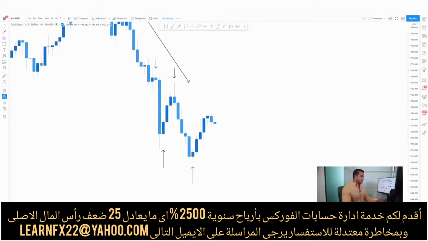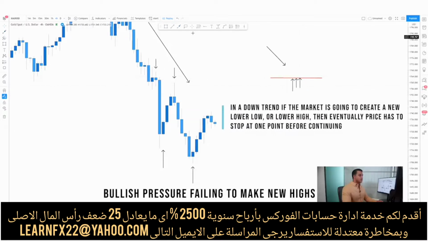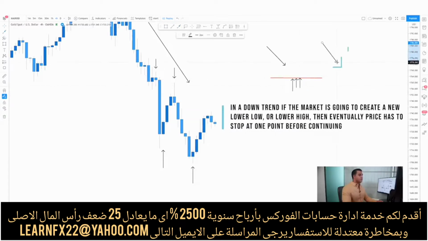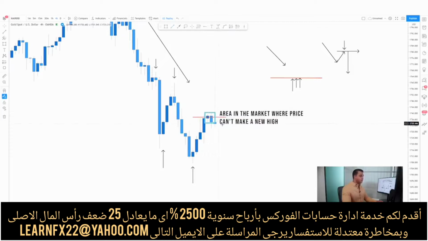Now, the first concept or principle you need to be looking for, especially if the market is trending down, is looking to see bullish pressure failing to make new highs. Because in a downtrend, if the market is going to create a new lower low or a lower high, then eventually price has to stop at one point before continuing. So at this stage, the way we would identify this is multiple wick rejections and/or an area in the market where price cannot make a new high. I said area, not a single line.